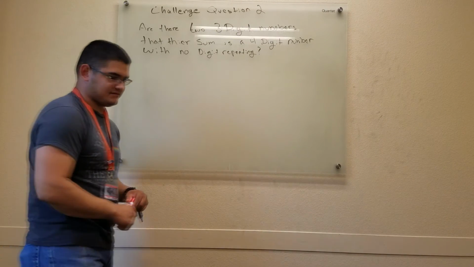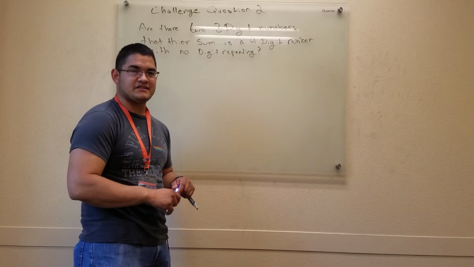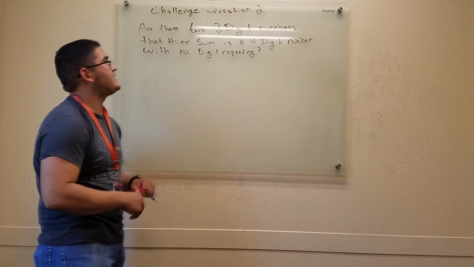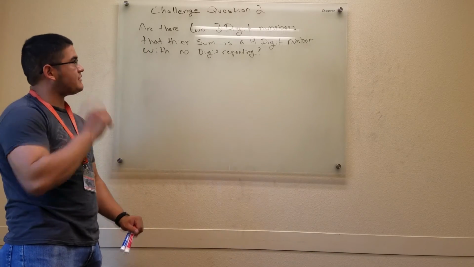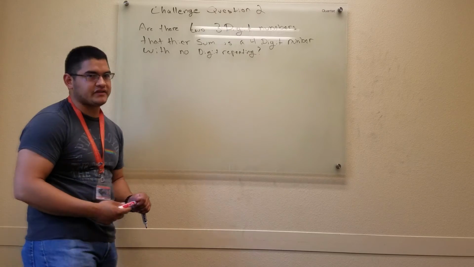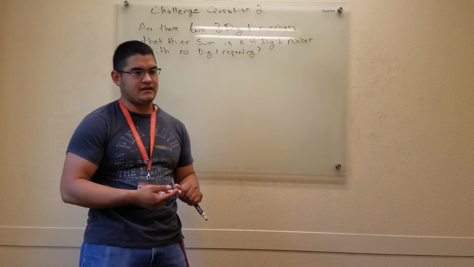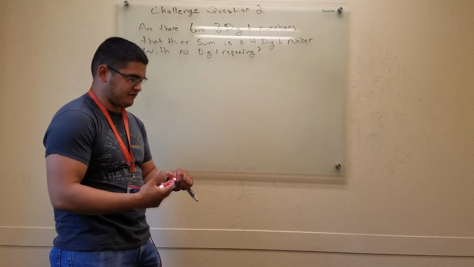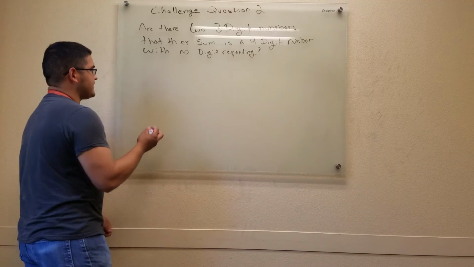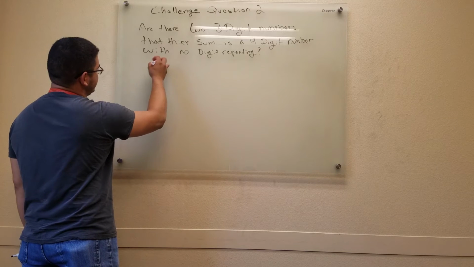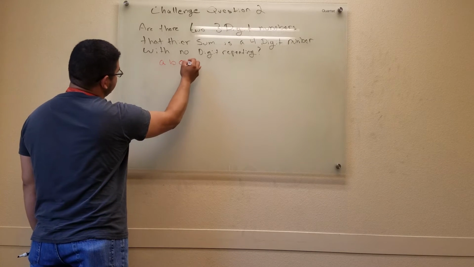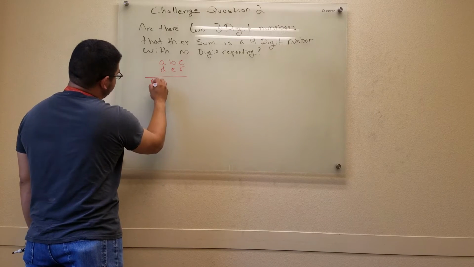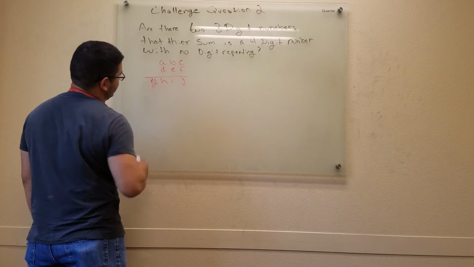Hello everyone, this is our second portion of the challenge questions. This is our second challenge question, and today we're going to try to answer: are there two 3-digit numbers that sum to a 4-digit number without any digit repeating? This sounds crazy, but if we write it here, it's basically asking if we have a way to add, let's say our numbers are A, B, C, D, E, F, and get G, H, I, and J without any digit repeating.